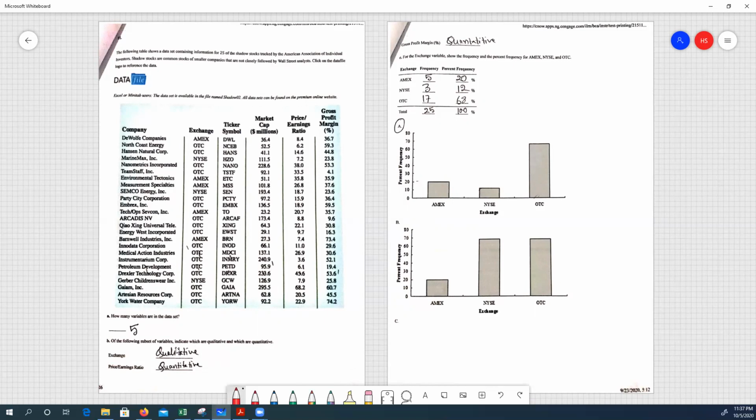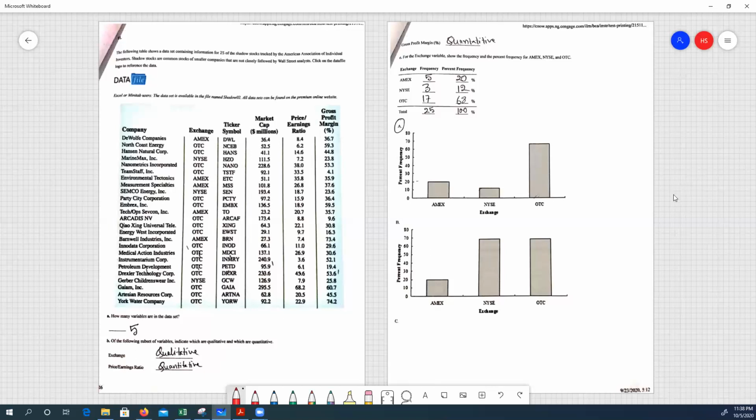Of the following subset of variables, indicate which are qualitative and which are quantitative. Qualitative means it just takes a name, not a number. Here exchange is not a number, so this is qualitative. This one is also a number. This one is not a number, so this is qualitative. So we have 2 qualitative variables and 3 quantitative variables. The first one is exchange, which is qualitative, and the second one is price earnings ratio, which is quantitative because it is numerical, right?